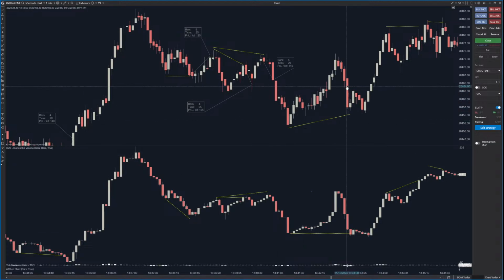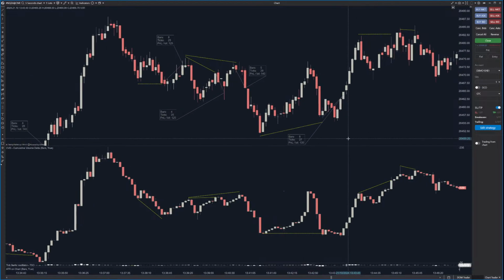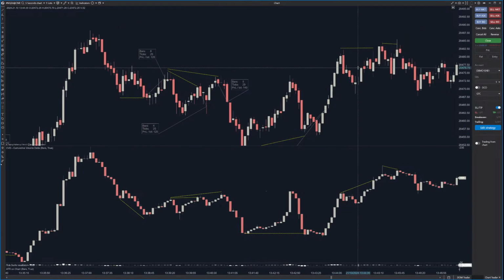I'll probably take it to the bottom of this wick. Not much higher than that. I might have gotten out at break even if I saw price actually reversing. If I didn't get filled here, that's only 23 ticks. I don't know. Let's just put it in there for another 30 ticks. Again, we see the same thing happening here. This might have stopped me out. So I would enter right here.